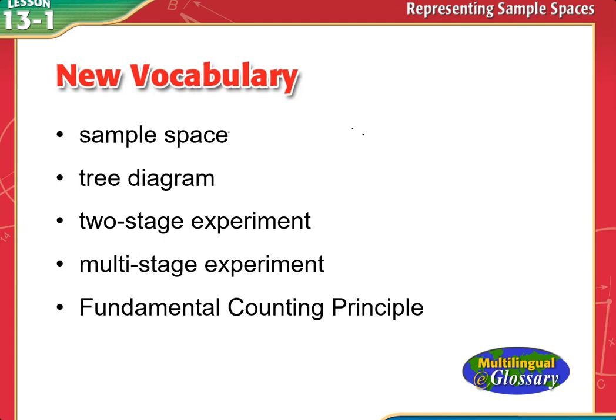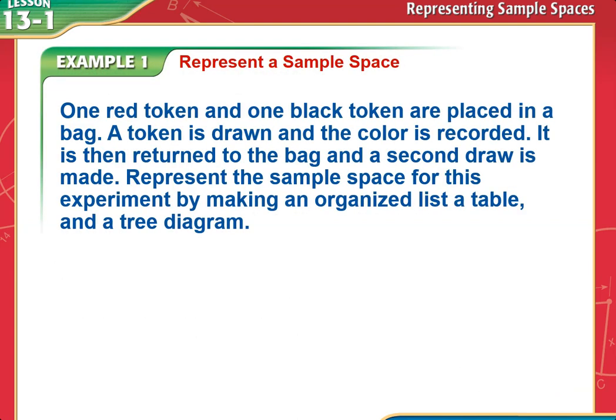Okay, here's our first example. One red token and one black token are placed in a bag. A token is drawn and the color is recorded. It's then returned to the bag and a second draw is made. Represent the sample space for this experiment by making an organized list, a table, and a tree diagram.